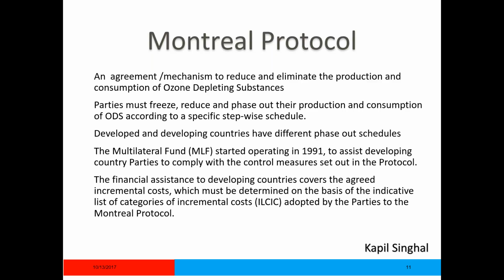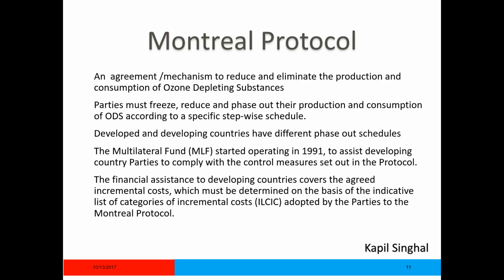Now parties, whichever country including India, must freeze, reduce and phase out their production and consumption of these ozone depleting substances in a stepwise schedule. Developed and developing countries have different phase out schedules, because developed countries have matured markets, whereas in developing countries the economy was still growing and a large burden was a challenge. So there was a different schedule, which holds true for the entire Montreal Protocol. Whatever substance we are going to phase out, there is a differentiated mechanism for phase out.